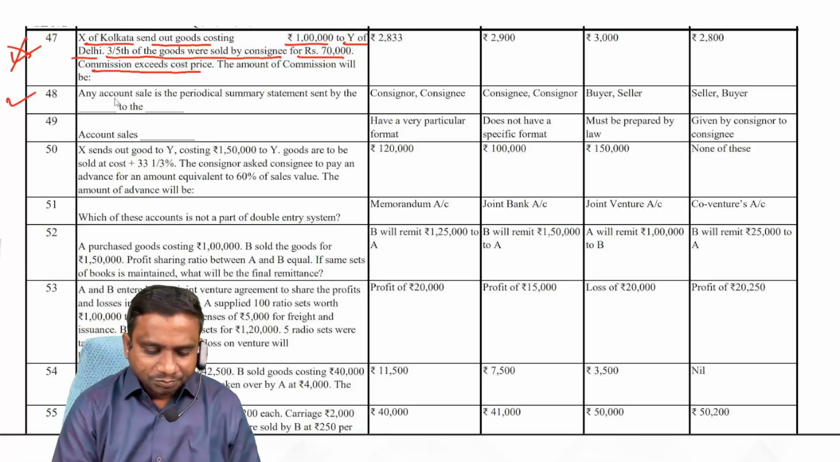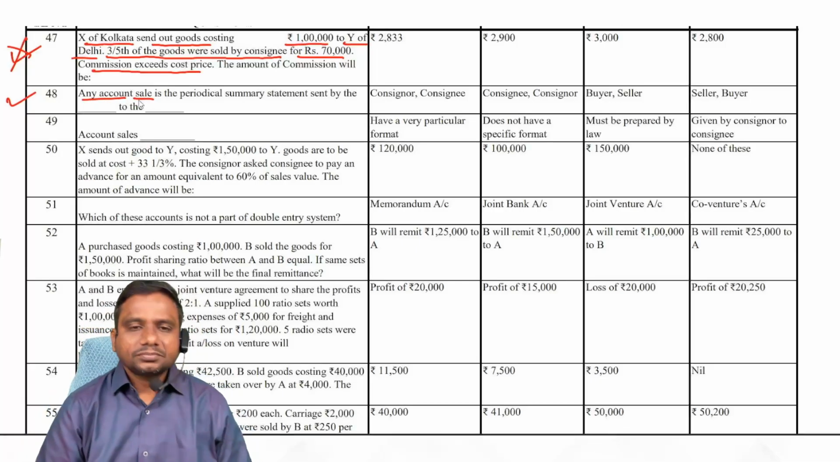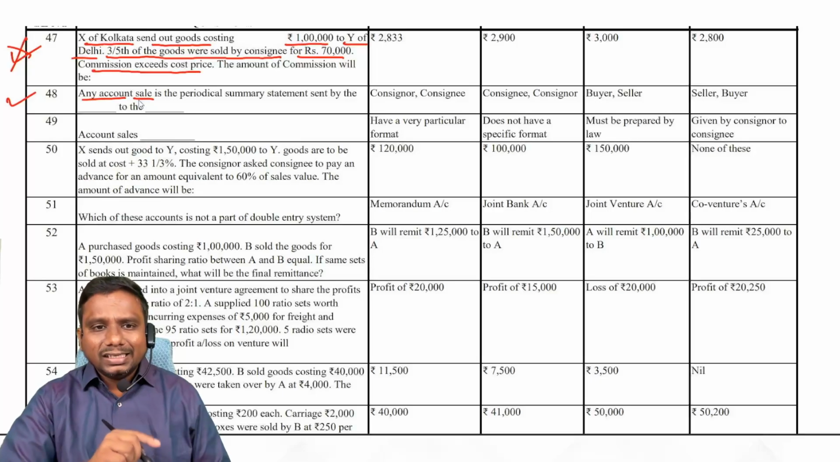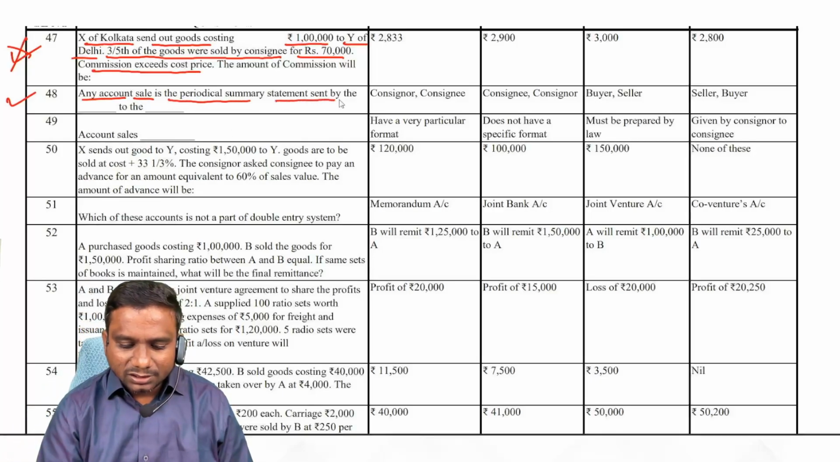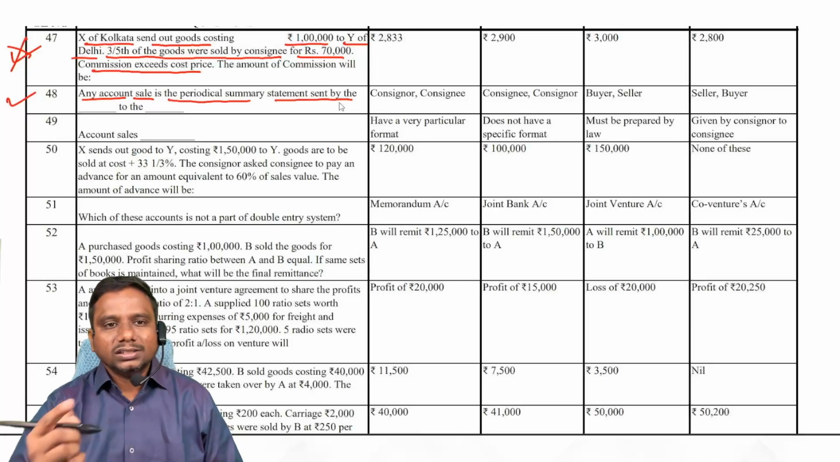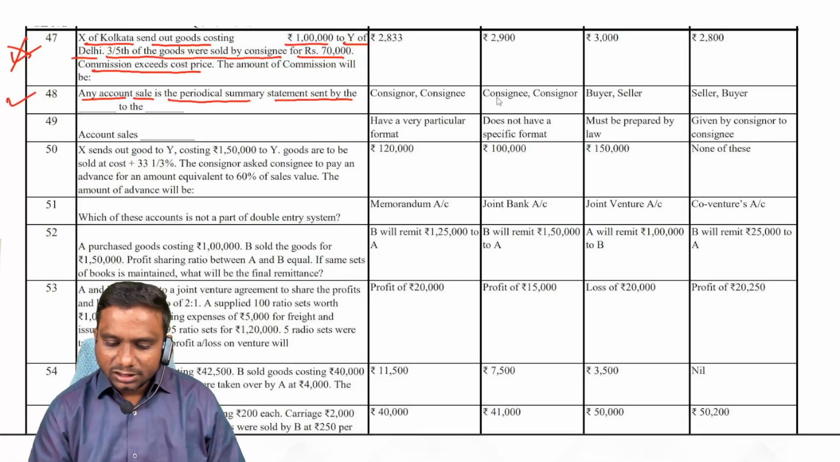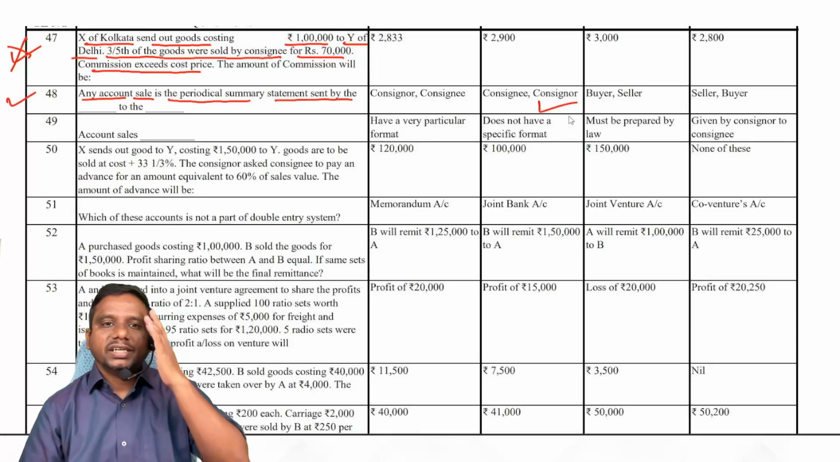Next, 48. Is any account sale sent by the consignee to the consignor? Is the periodical summary statement sent by the consignee to the consignor? So consignee to consignor. Yes, option B is correct.